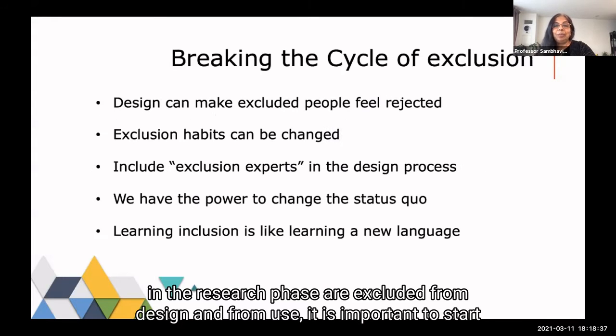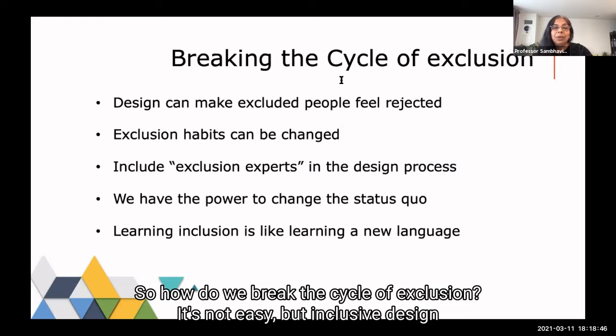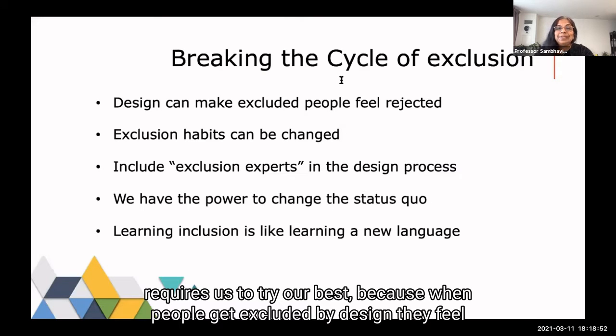So how do we break the cycle of exclusion? It's not easy, but inclusive design requires us to try our best. Because when people get excluded by design, they feel rejected. They feel like they don't belong. But the good news is that exclusion habits can be changed.